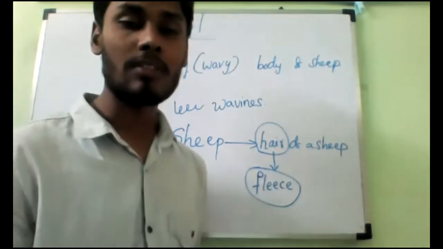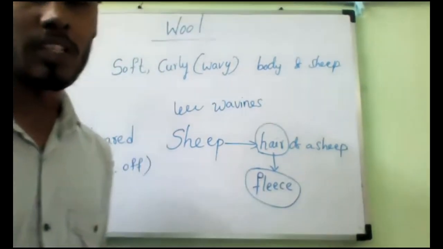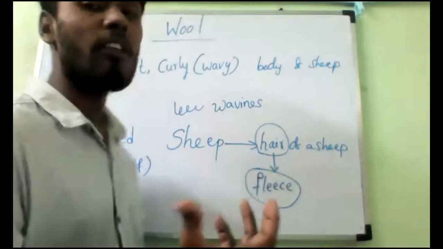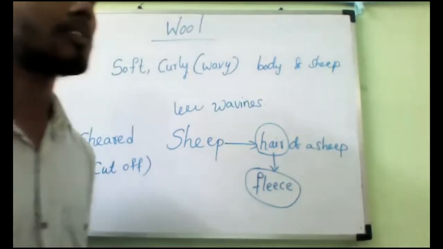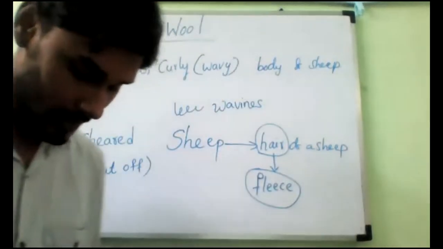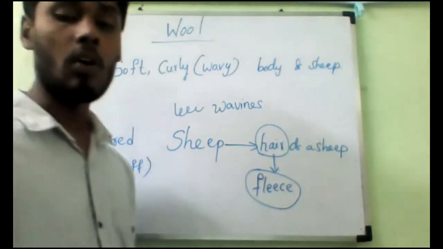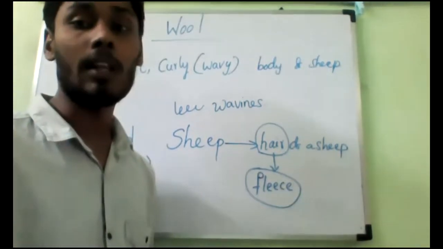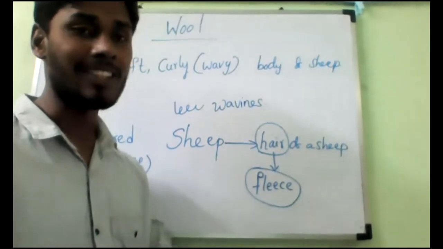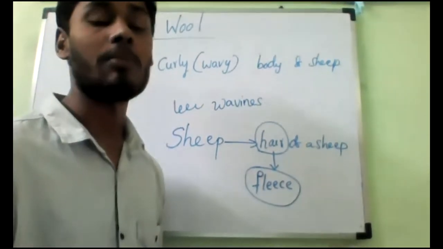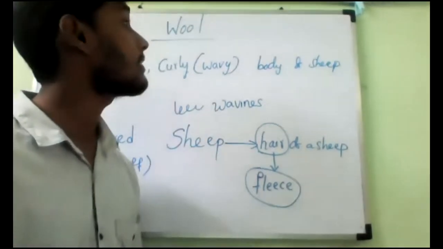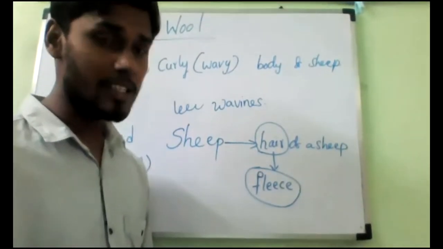So what is the meaning of wool? Somebody will ask you, what can you say wool is? Wool is a soft, wavy hair which covers the body of a sheep. Understanding? From the sheep we are obtaining it once a year, we are just shearing. That is only what we are using as a fabric.